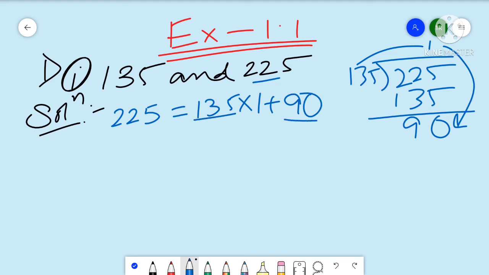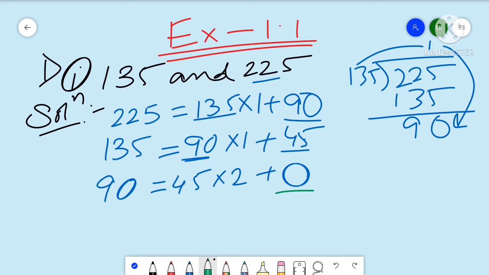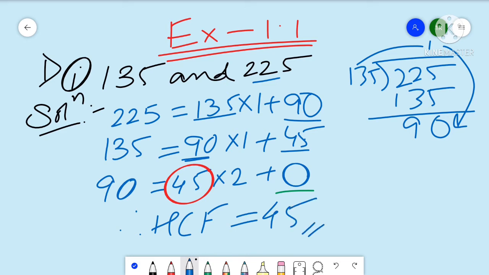So next step will be, we will take 135 and 90. So it will be 135 equal to 90 into 1 plus 45. Okay, you can try it by division. Next, again we have not got our remainder as 0. So we will continue the process. Now we will take 90 here. So it will be 45 into 2 plus 0. So ultimately we have got our remainder as 0. So which one will be the HCF? This number 45 will be the HCF. So therefore, HCF is equal to 45. Hope you understood. Let's try a few more.